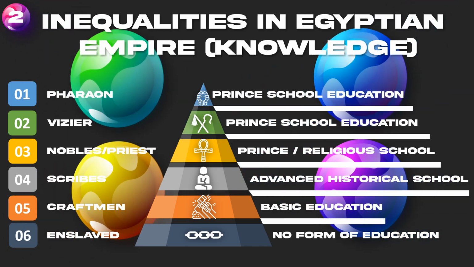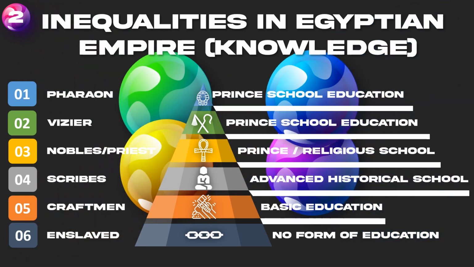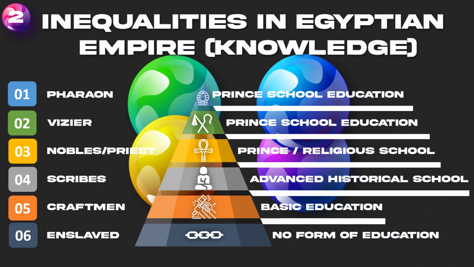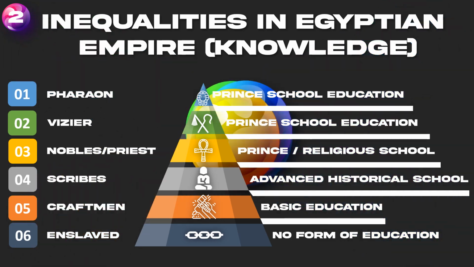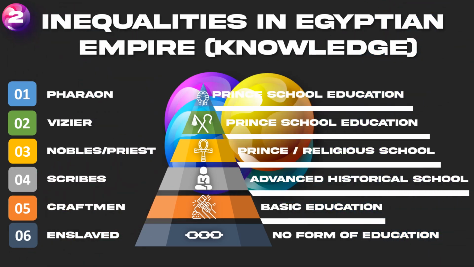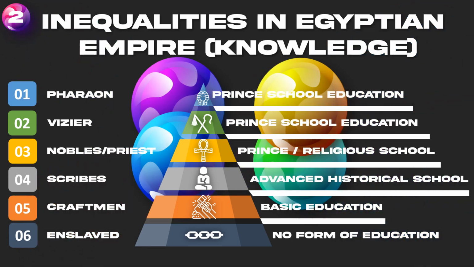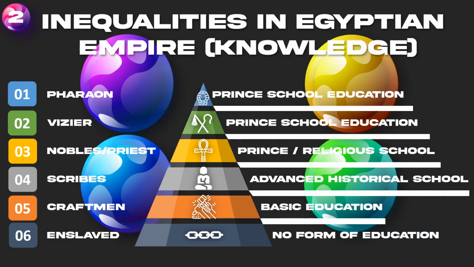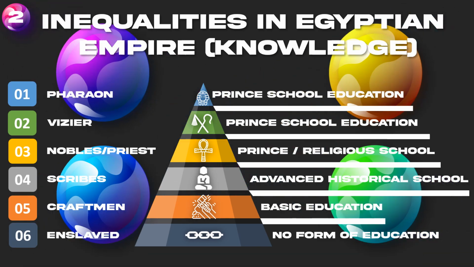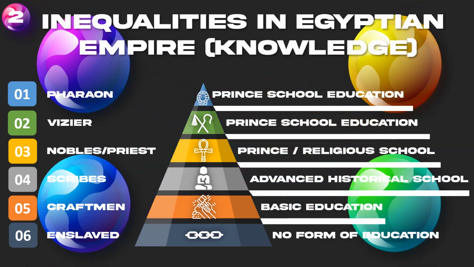Scribes had access to advanced historical education which regrouped the whole past history of the Egyptian empire. Craftsmen were only able to attend basic schools. At the time, being enslaved restricted you from being in a school.